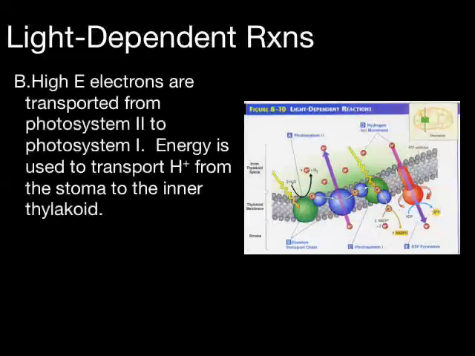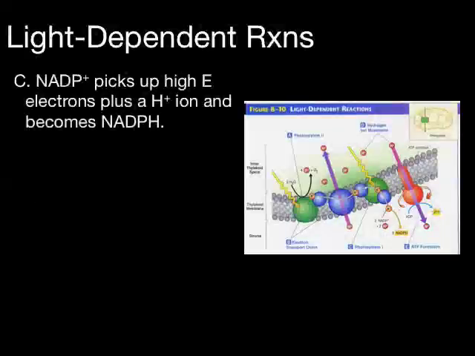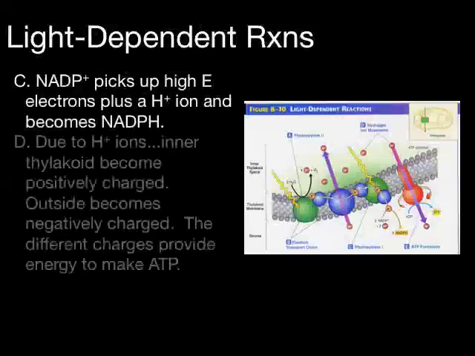Once these electrons have been energized, the high-energy electrons are transported via the electron transport chain from photosystem 2 to photosystem 1. Meanwhile, energy is being used to transport hydrogen ions that were created by breaking up a water molecule from the stroma, which is outside of the thylakoid, to the inner thylakoid space. Now, once these high-energy electrons are transported from photosystem 2 to photosystem 1, NADP picks up the high-energy electrons along with the hydrogen ion and becomes NADPH.